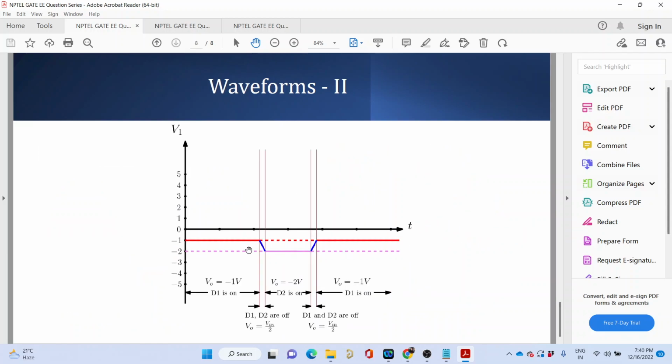So how is the waveform looking like? The waveform looks like this. It is clamped at minus of 1 volt. As soon as we are moving in this region formed by these two lines, it is following Vi by 2. Again, it is clamped at this voltage, that is minus of 2 volt. Again, in between this region, it is following the Vi by 2 voltage waveform that I have shown in the previous slide. And again, as I am moving away from the envelope, it is again clamped at minus of 1 volt.